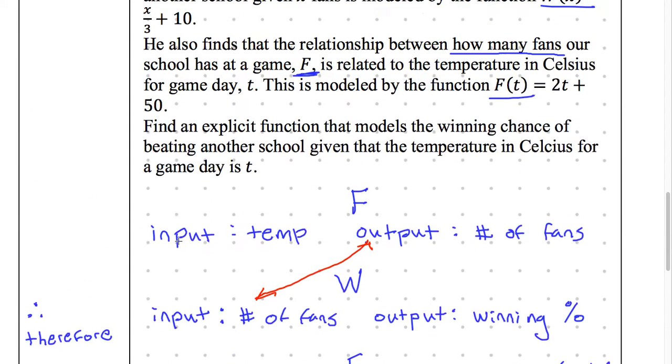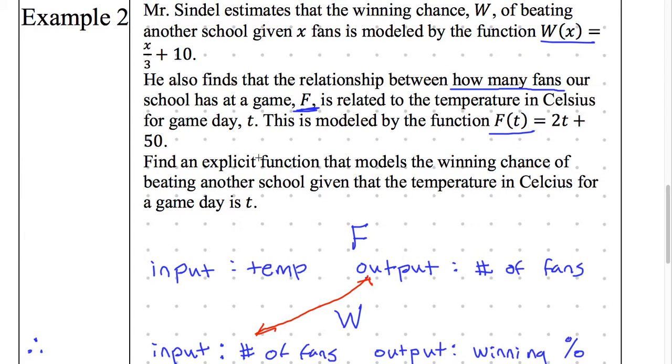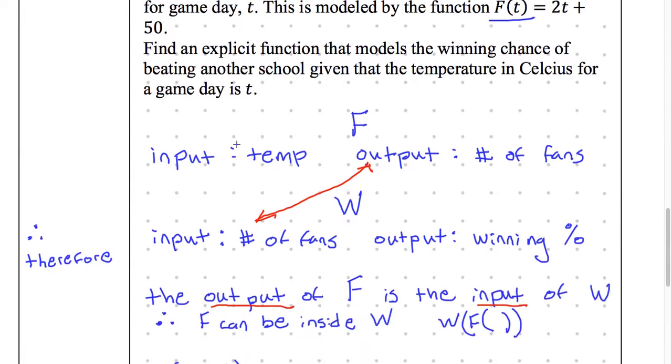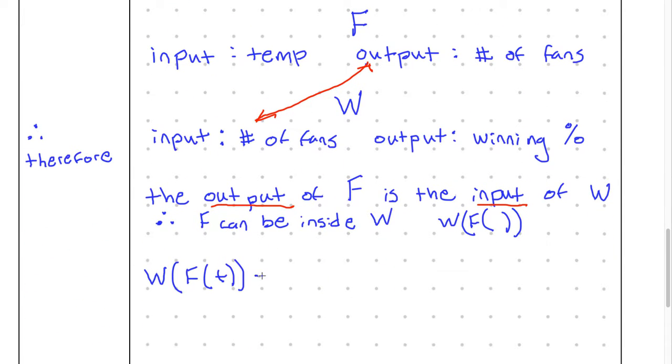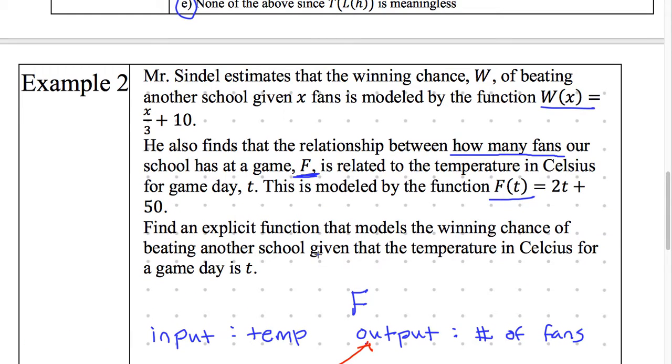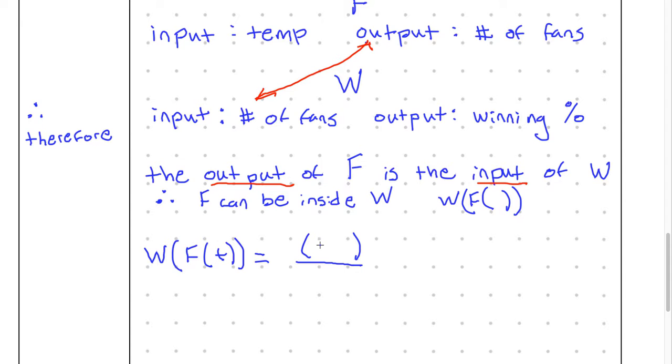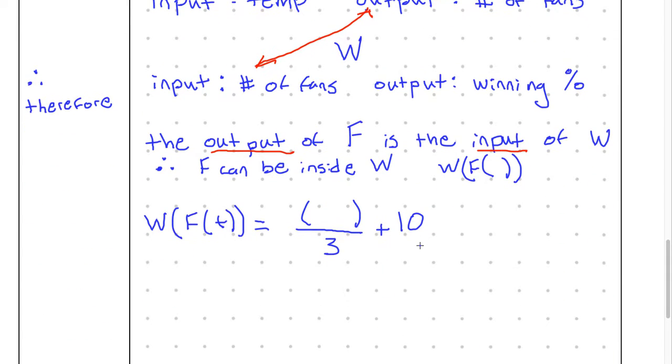So now we need to do that. F of T, again, is 2T plus 50. That is going to be inserted into this X up here. So I'm going to rewrite this expression, but in the place of X, I'm going to write 2T plus 50. So here it is. This is equal to, there's my fraction. That's where X used to be. It's X over 3 plus 10. Did I say plus 10? I meant to say plus 10. I might have said divide by 10.